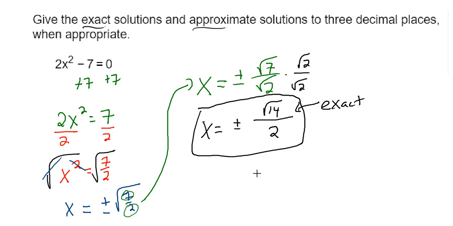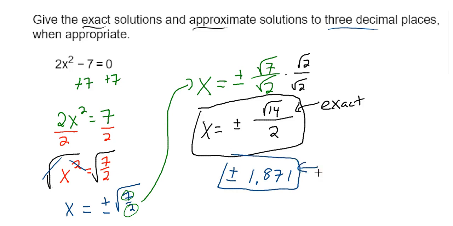And I get 1.871. When I go to 3 decimal places, right? 3 decimal places. Really was a 0 here, but then the next number over was an 8, so I'm rounding it up to a 1, right? And so then, again, it's still plus or minus. There's still 2 solutions here. And this would be the approximate solution.